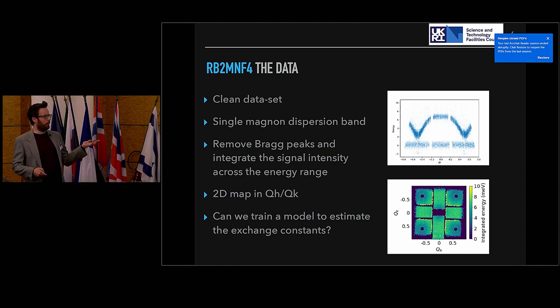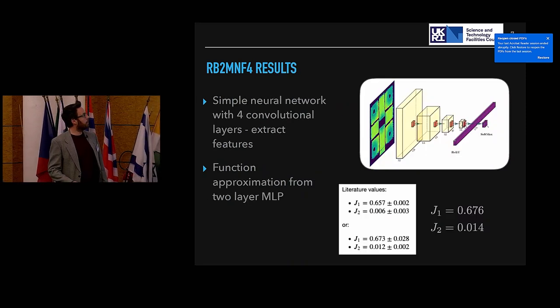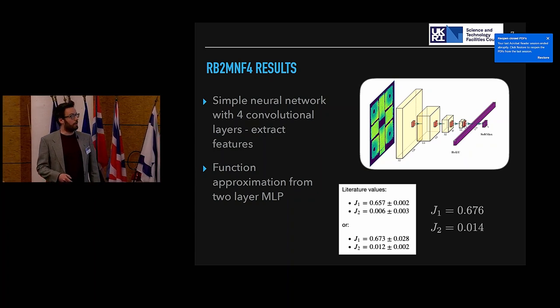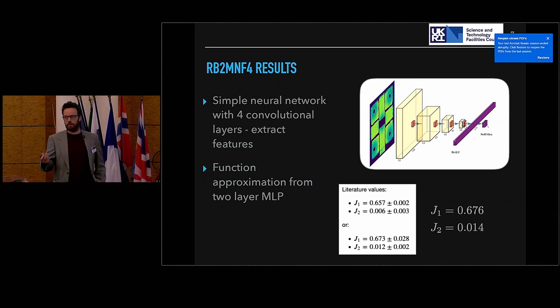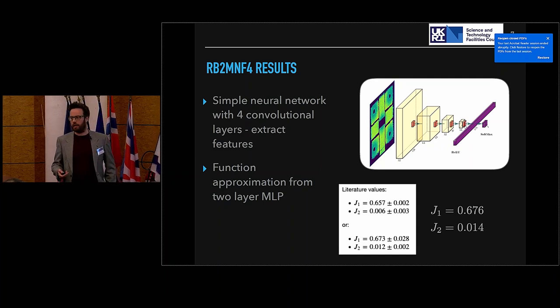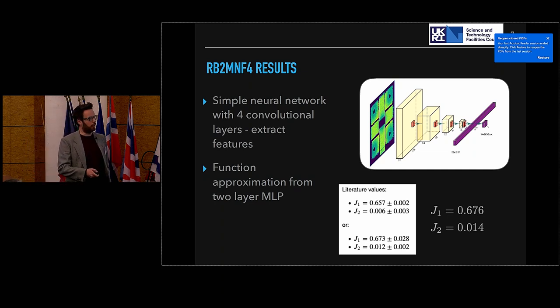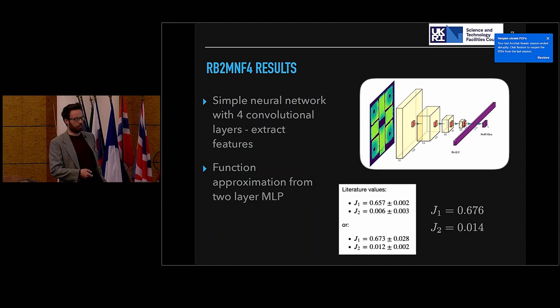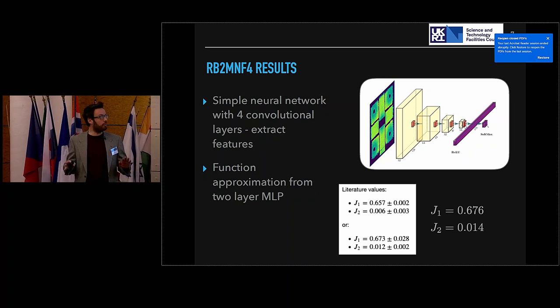So then, can we train a model to estimate the exchange constants given a certain Hamiltonian? We start with a very simple convolutional network. You've got your convolutional layers that extract the features from the image, and then some kind of densely connected layer that does function approximation. Cutting a long story short, we're able to predict exchange constants for the material, compare them to literature values, and it looks pretty good. So we're quite happy with that. That's our very easy first case.